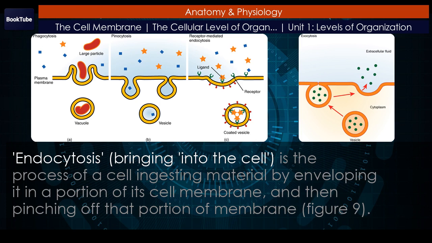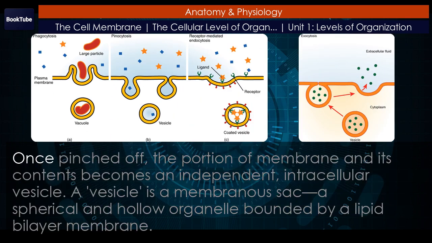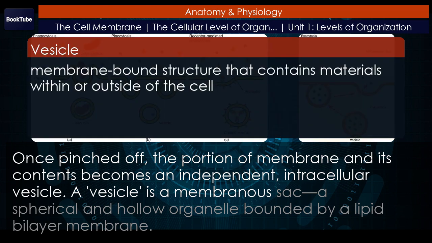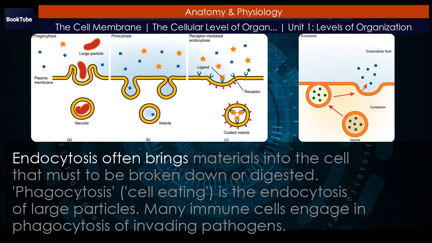Endocytosis, bringing into the cell, is the process of a cell ingesting material by enveloping it in a portion of its cell membrane, and then pinching off that portion of membrane. Figure 9. Once pinched off, the portion of membrane and its contents becomes an independent intracellular vesicle. A vesicle is a membranous sac, a spherical and hollow organelle bounded by a lipid bilayer membrane. Endocytosis often brings materials into the cell that must be broken down or digested.